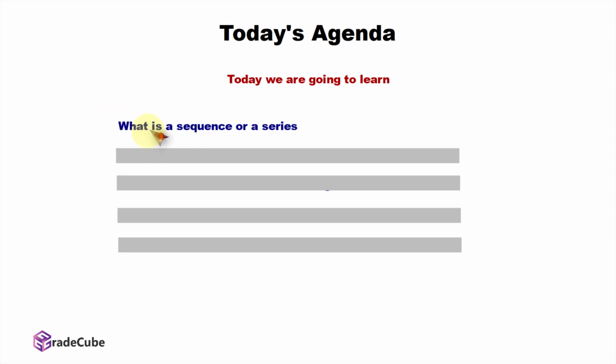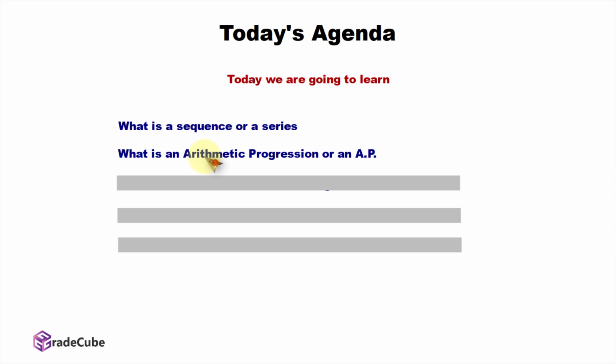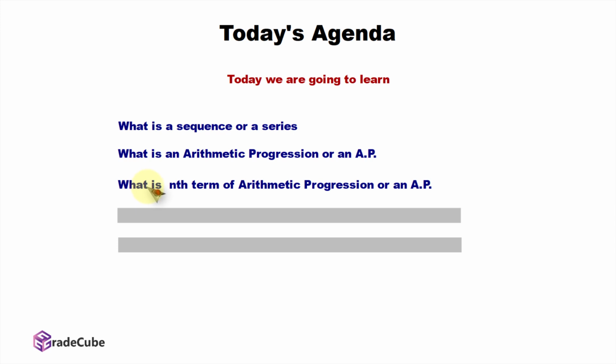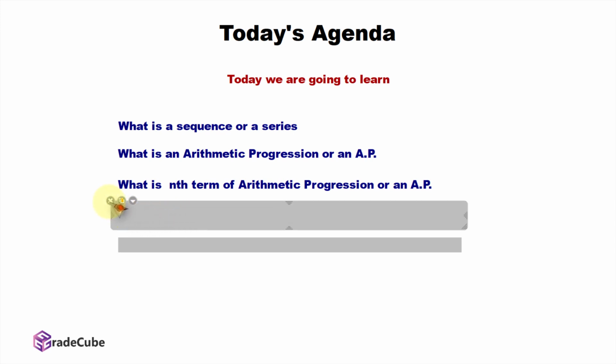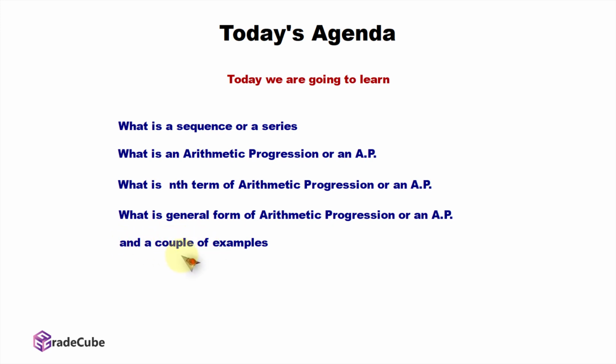So our agenda today is that we are going to learn what is a sequence or a series, because before knowing an AP we will have to know a sequence or a series. Secondly, we will know what is an arithmetic progression or an AP. Then we are going to learn what is the nth term of an AP. After that, we will learn the general form of an arithmetic progression. And finally, we will have a look at a couple of examples. So let's get started.